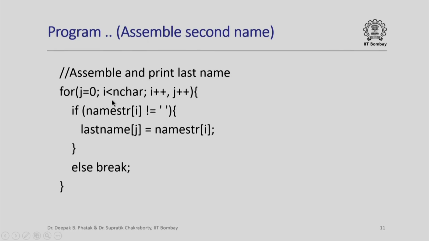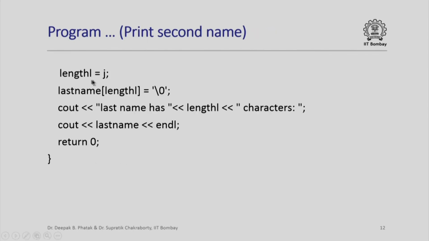This is done exactly in the same way in which the first name was assembled, except that I look for the name string i not equal to blank and insert all non-blank characters into last name jth position. As usual, if I encounter a blank, I will go out of the loop using the break. I will set length L as j, put a \0 as the last element and print the last name is so many characters, and this is the value of the last name.